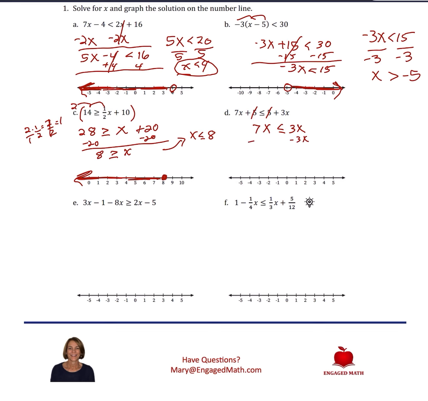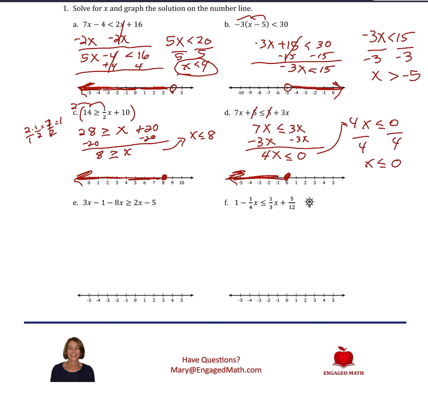Now we're going to subtract 3x, or I know you can also subtract 7x from both sides. When possible or easy, I like to get the variables on the left, but that's just my preference. 4x is less than or equal to 0. So now I'm going to go up here, and we have 4x is less than or equal to 0. Divide both sides by 4, and x is less than or equal to 0. So this time it's going to be a closed-in circle, and x is less than or equal to that. So we're going to go to the left.